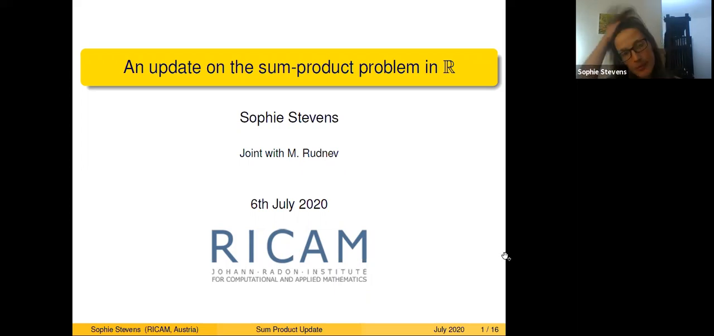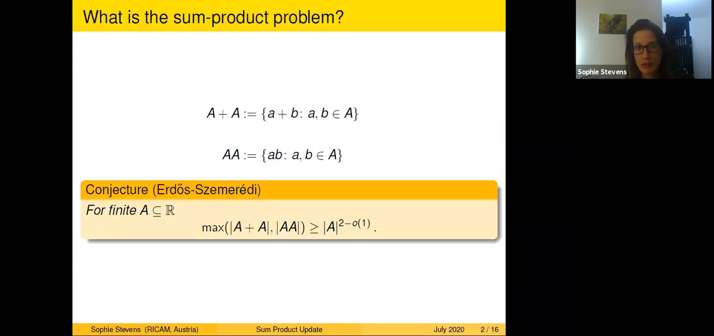All right, so that we're all on the same page, what is the sum product problem in R? Maybe you're familiar with it, maybe it's in the back of your mind, maybe you've never heard of it. What I'd like you to do is take your favourite set of numbers, your favourite finite set of real numbers. And if you don't have a favourite set of numbers, I'd encourage your favourite set of numbers from now on to be maybe an arithmetic progression, maybe a geometric progression, maybe just a set of random numbers.